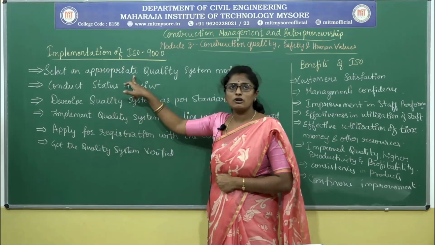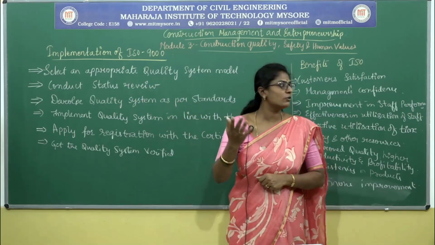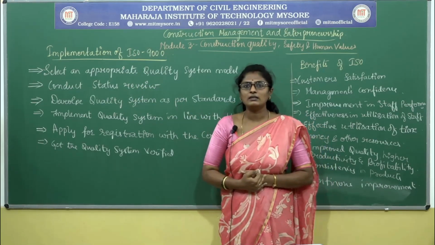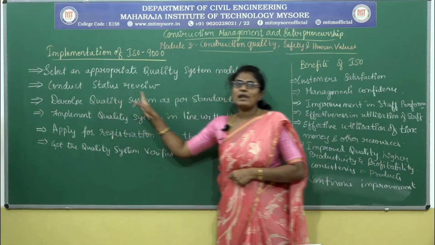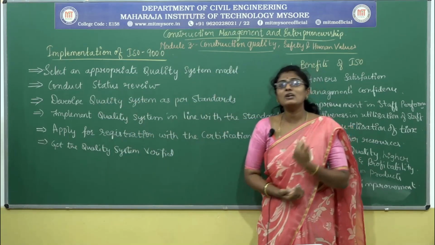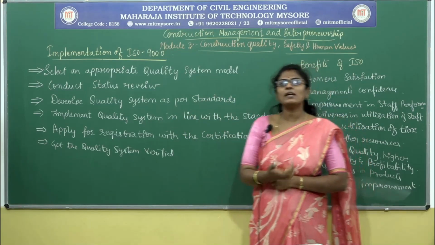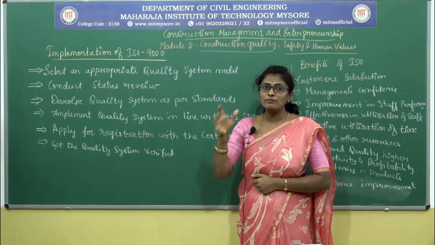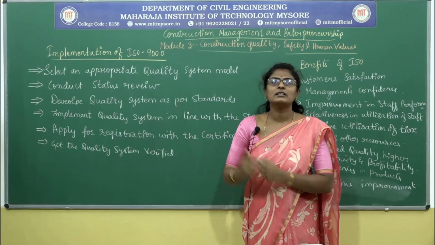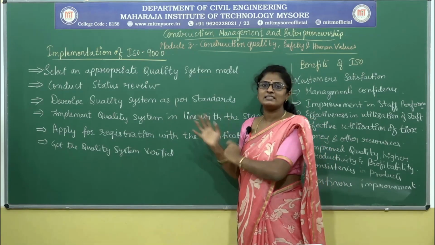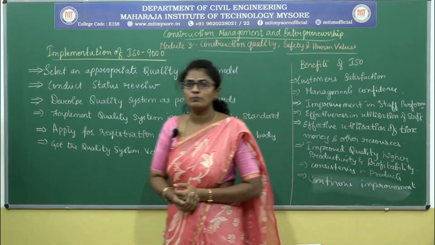That is selection of the quality system, then conducting a status review between the selected model and the available standard. Then develop a quality system in line with the standards that are available. After developing, we need to implement, then apply for registration or certification. Finally, after suitable verification, the quality system model is certified. This is the implementation of ISO.